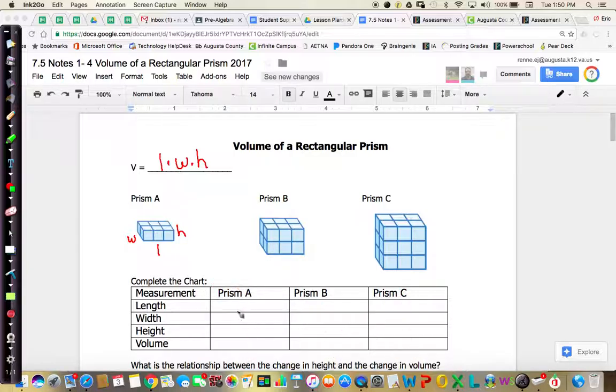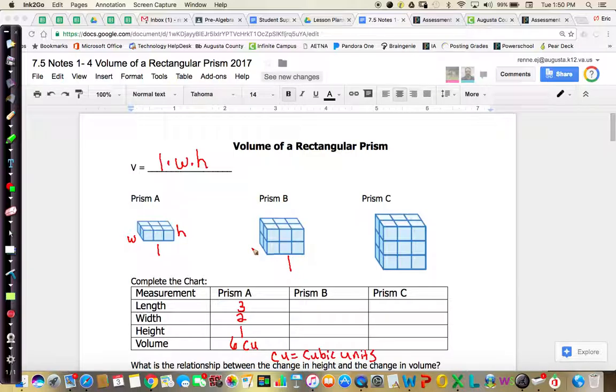So Prism A, the length is 3 blocks long. The width is 2 blocks wide. And the height is 1 block tall. So to find the volume, we do length times width times height, which is 6. And we're going to write CU for cubic units. And down here, we'll put a little key that says CU equals cubic units. So every time we write CU, you know that it means cubic units.